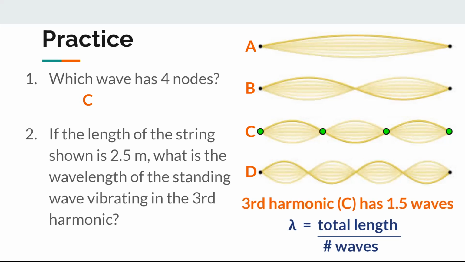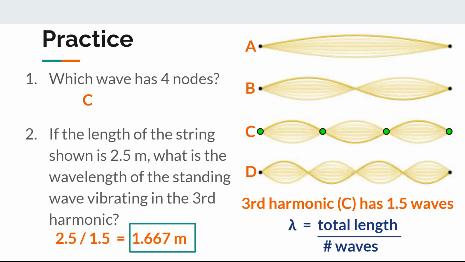Again, you can do this. Total length divided by total number of waves. That's 2.5 divided by 1.5 waves. And that gives me a wavelength of 1.6 repeating, which I rounded to 1.667 meters. So the wavelength of that wave in the 3rd harmonic based on this information is 1.667 meters. Questions about this one? Again, you have to be able to do this as well. You will see it again.